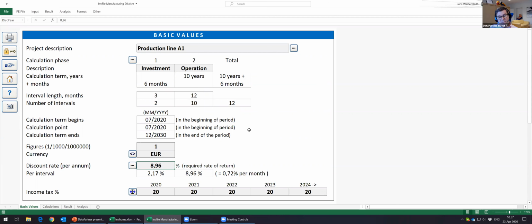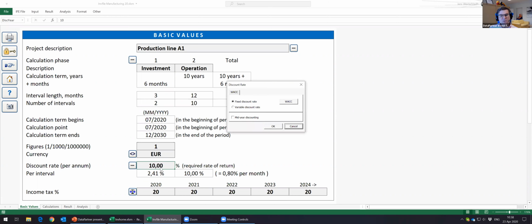Then if it's a project that has a higher risk than normal, maybe it's another country, or maybe it's not your usual business or whatever, then you can put a risk premium on top. So let's say you want to put 1% on top, and now we round it to 10. Usually you put more than 1%, of course.